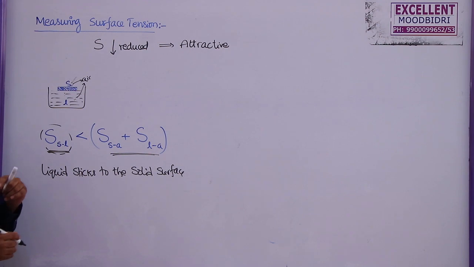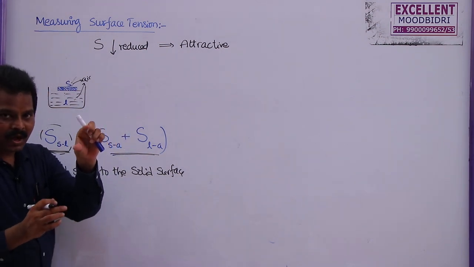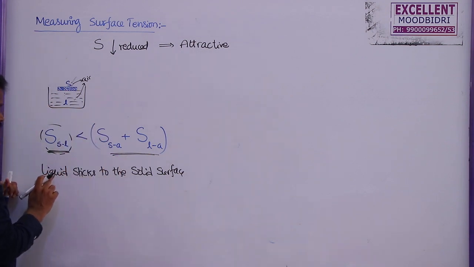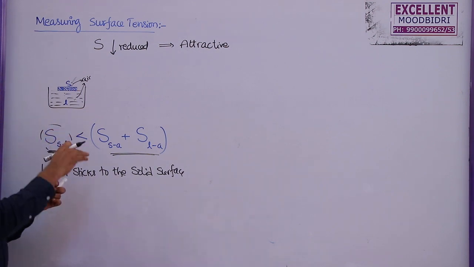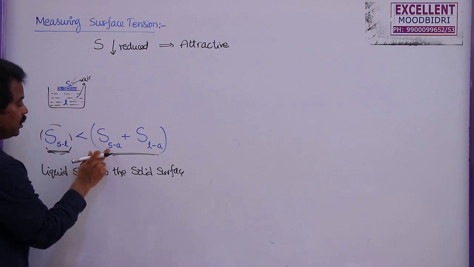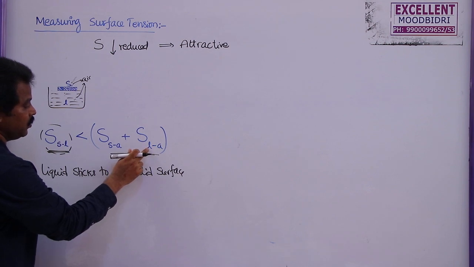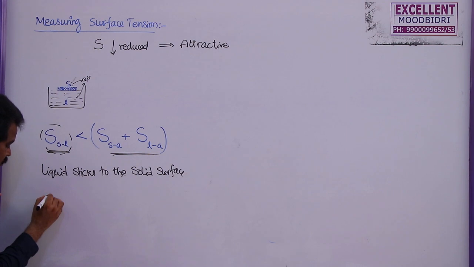You can see this in the case of mercury: you cannot touch mercury, it will not wet your hand because of this reason. The surface tension between your solid surface, that is your finger, and the mercury is greater than the surface energy between your finger and air, and the surface energy between mercury and air. So please remember this one. I will clear it.